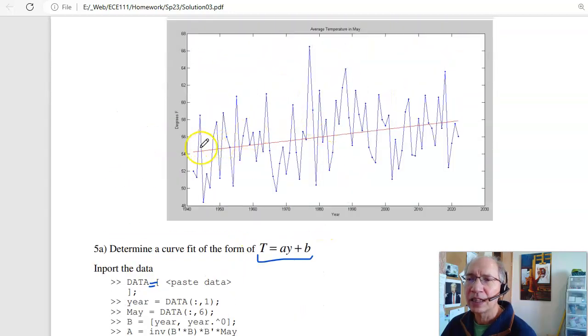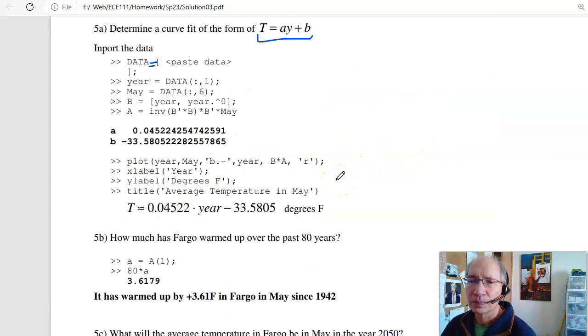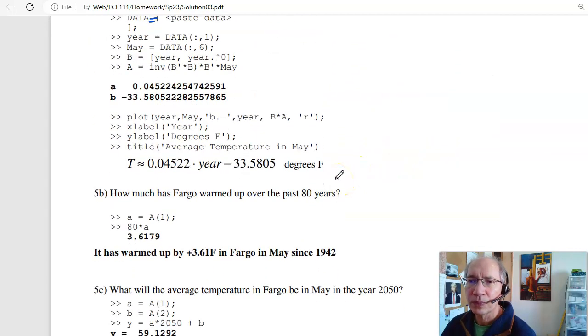And I get this data. So there's my straight line curve fit for the data. And you can see that the temperature is going up. If I ask how much, well, this is the coefficient times year and 1. So it goes up by about 0.04 degrees Fahrenheit per year. Over 80 years, it's gone up 3.6 degrees in Fargo.